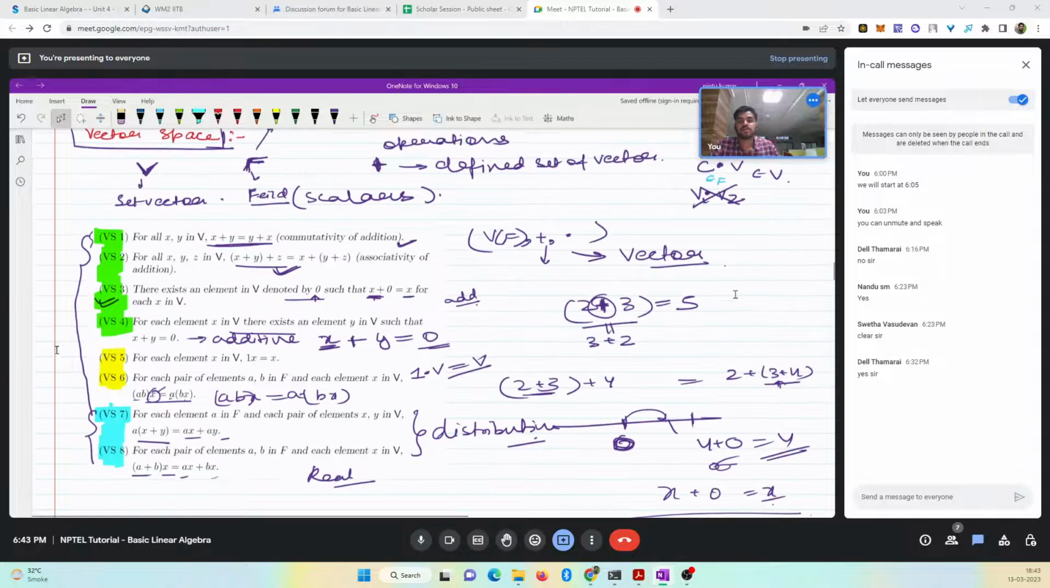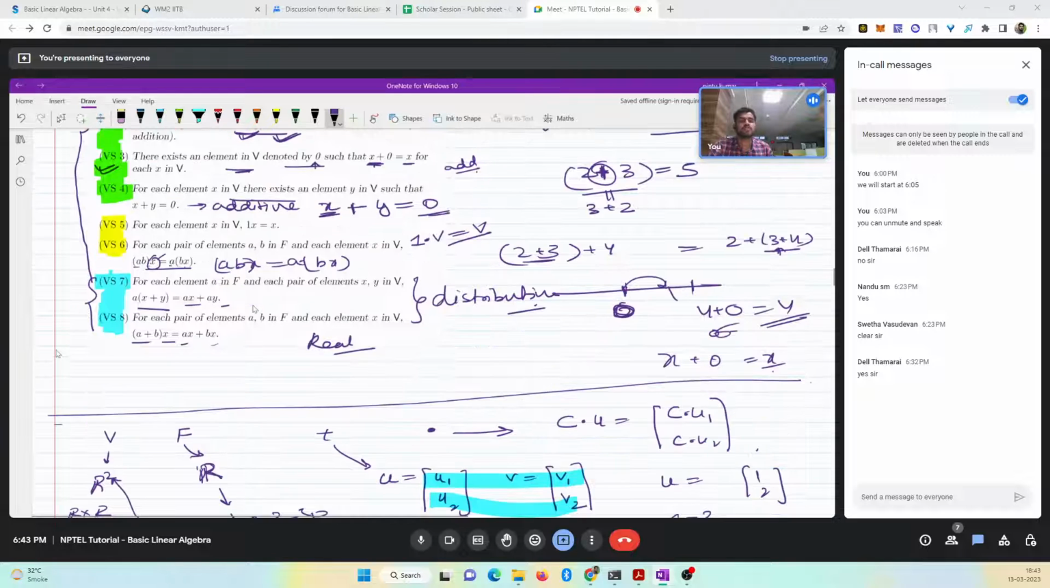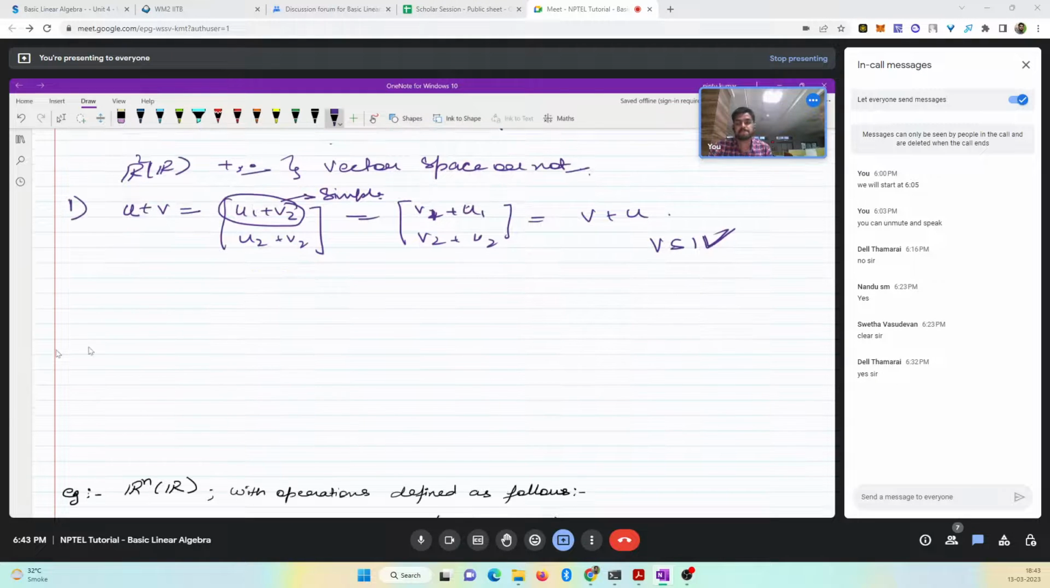Similarly, you can prove it for associative. Now let's look at the existence of the zero element. Second one is done, I'm assuming that. Now the third one is the existence of identity.